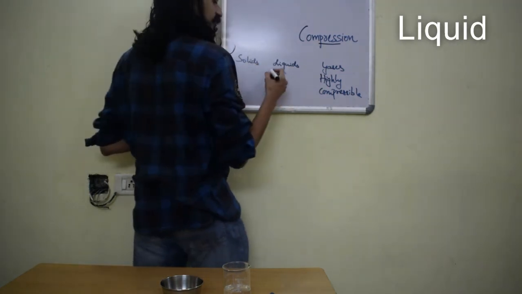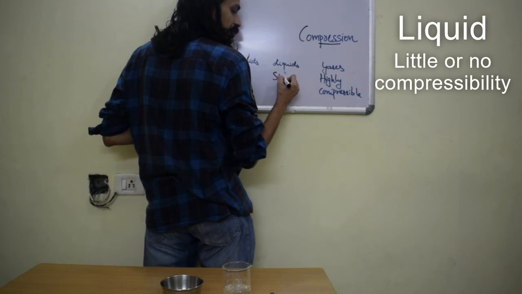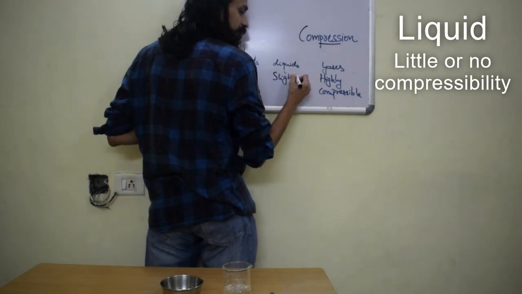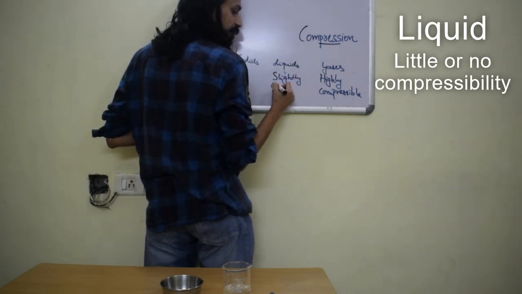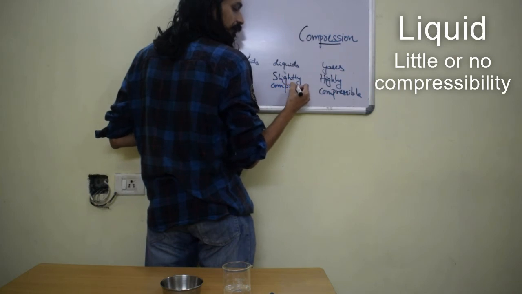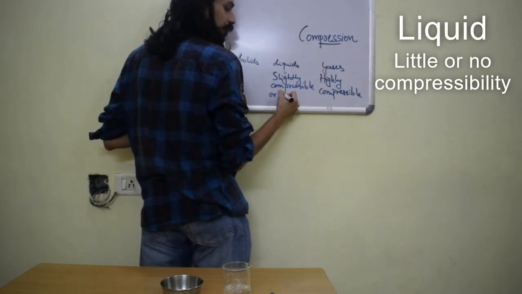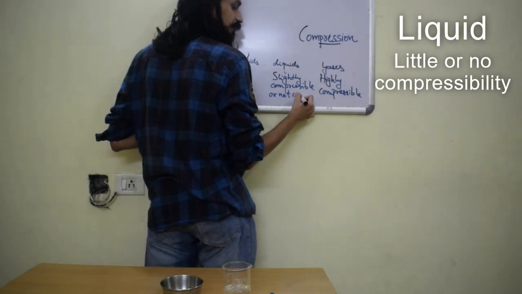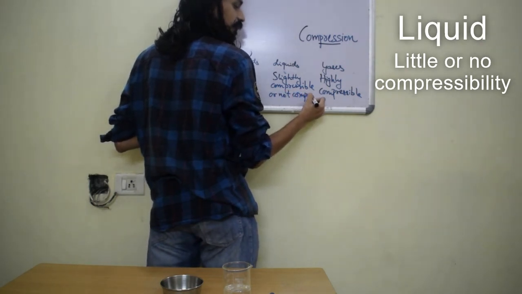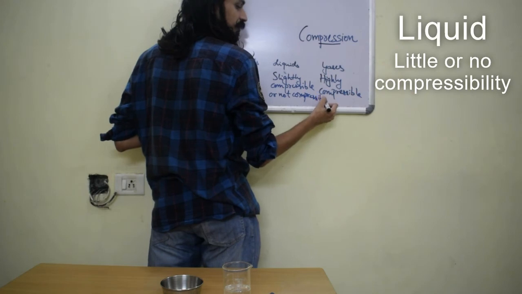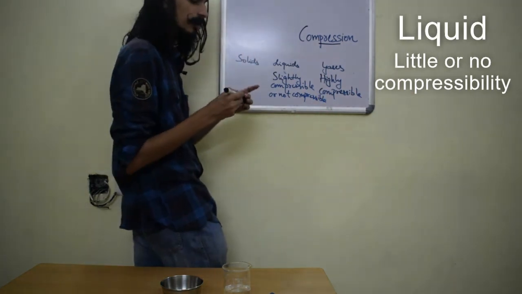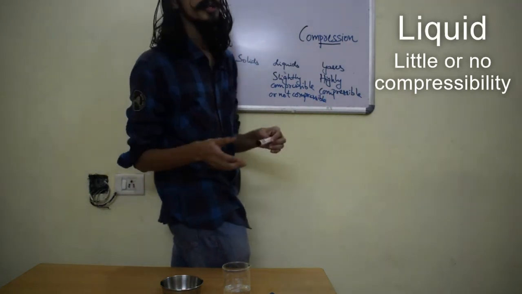So for liquids we will say slightly compressible or not compressible, meaning the liquids that can be compressed very little, the other liquids cannot be compressed at all.